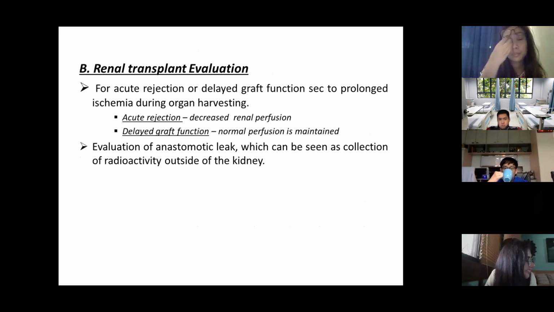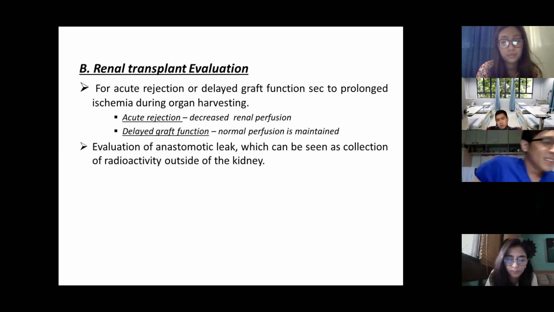For renal transplant evaluation, for acute rejection or delayed graft function secondary to prolonged ischemia during organ harvesting. So for acute rejection, there will be decreased renal perfusion, and on serial imaging, it will worsen with time. And for delayed graft function, normal perfusion is maintained and longitudinal improvement is observed. Evaluation of anastomotic leak, which can be seen as collection of radioactivity outside of the kidney.